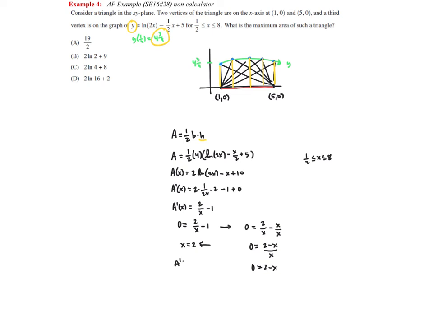So I know that A prime at 2 is equal to 0. Since there's only one critical value, I know that it will either minimize or maximize the area.